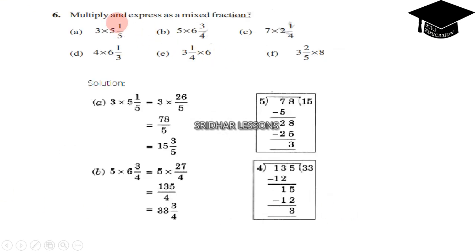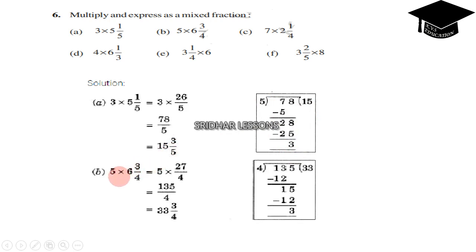Sixth problem. Multiply and express as mixed fraction. 3 into 5 of 1 by 5. This we can write as 5 into 5, 25 plus 1, 26 by 5. That means 3 into 26 by 5 is equals to 78 by 5. When 78 is divided by 5, we will get 3 as remainder. So 15 of 3 by 5 is the mixed fraction.